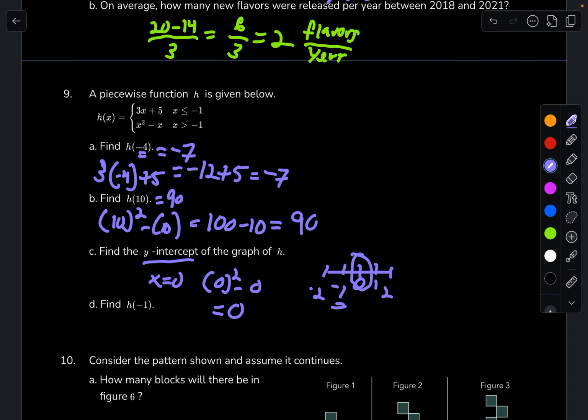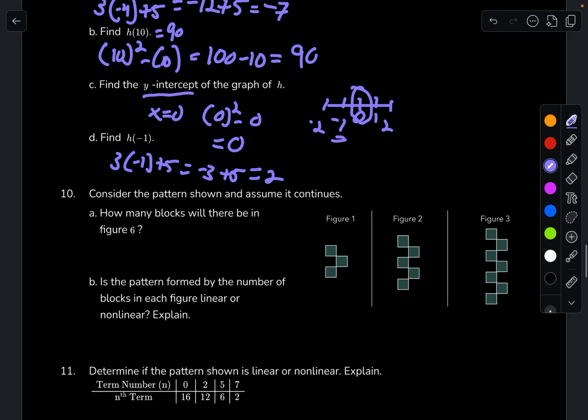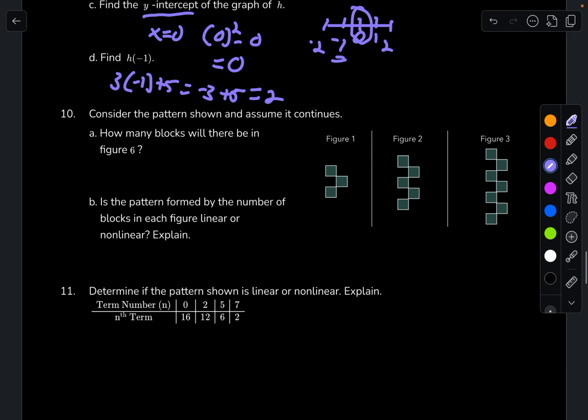Okay, so you end up with 0. H evaluated at -1. This is when you have to look at the inequality. Okay, it's exactly -1, so that means we have to use the or equal to, which is the 3x plus 5. So that's 3 times -1 plus 5. That equals -3 plus 5, which is 2. All right? That's question 9. Question 10.